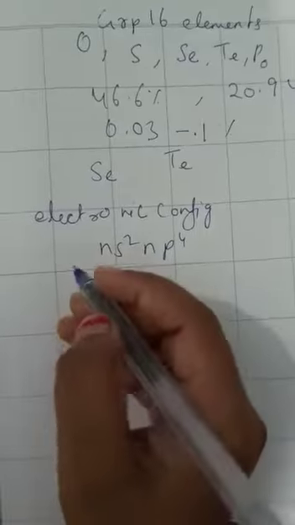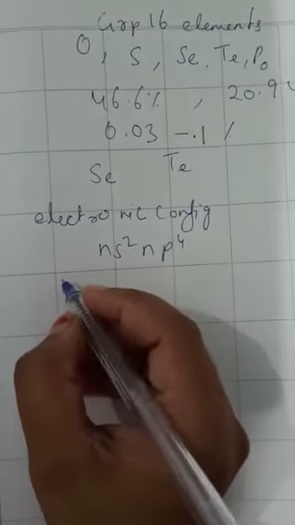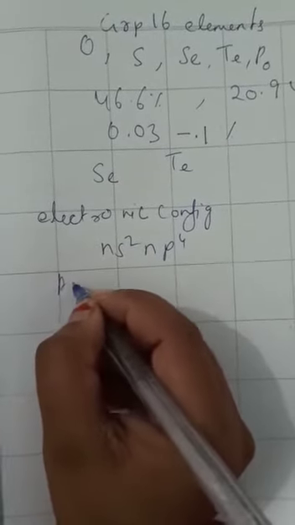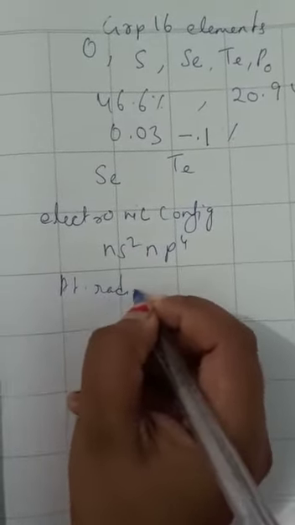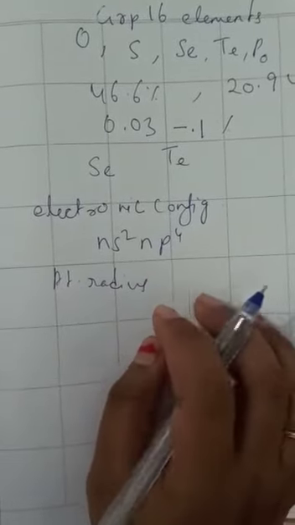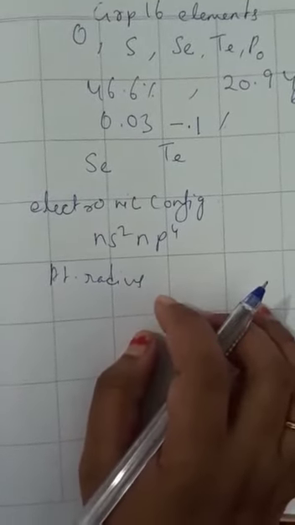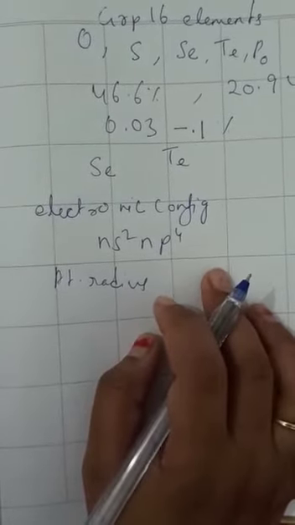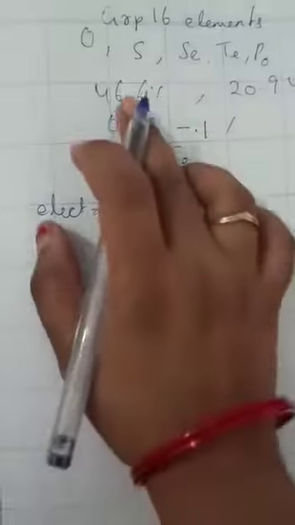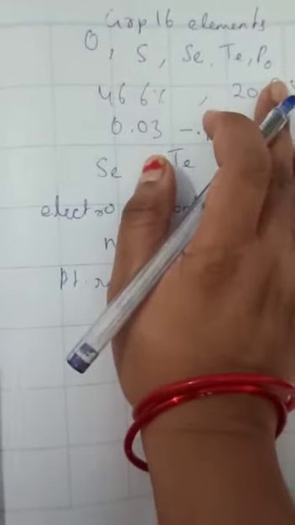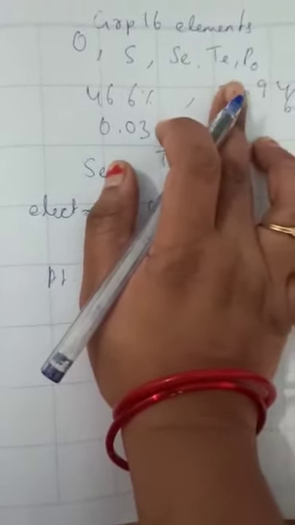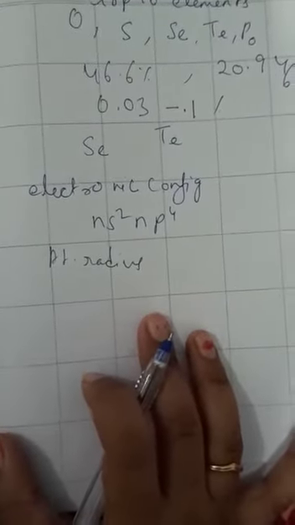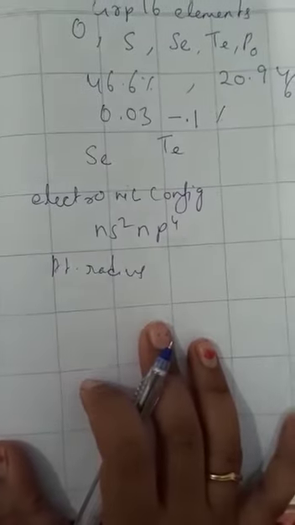And after this, let's talk about the atomic radius, or you can say atomic size. When we move from top to bottom in the group, the size of the oxygen atom is the smallest among these. Okay, and when we move from top to bottom in the group, due to the increase in the number of shells, the size of the atom also increases. Okay, so this is your atomic radius.